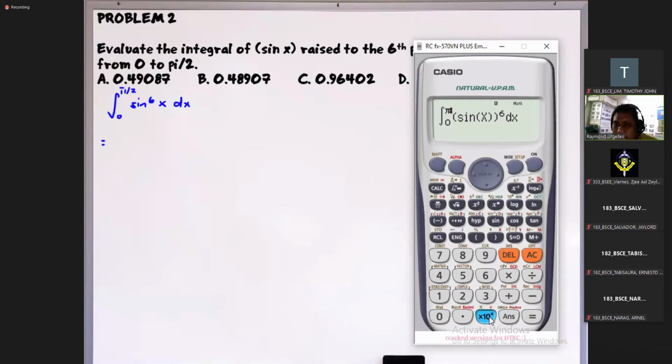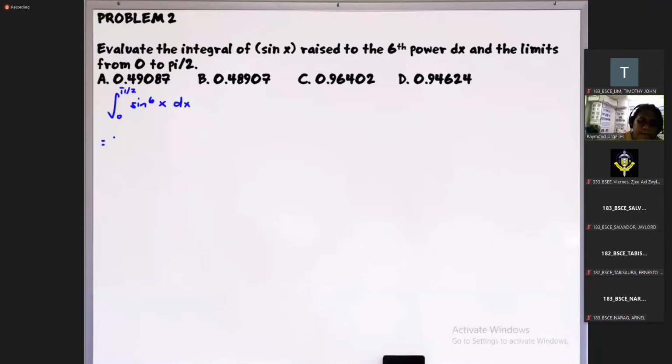So this will be pi over 2. Kahit i-convert nyo to sa degree, kahit gawin nyo itong 90 degrees, there's a chance na iba pa rin yung lalabas pag naka-degree mode kayo. So yun yung lalabas, we have 0.49087. Pag medyo luma na yung calculator nyo, medyo matagal na itong isolve ng calculus. So ito yung sagot natin, letter A.